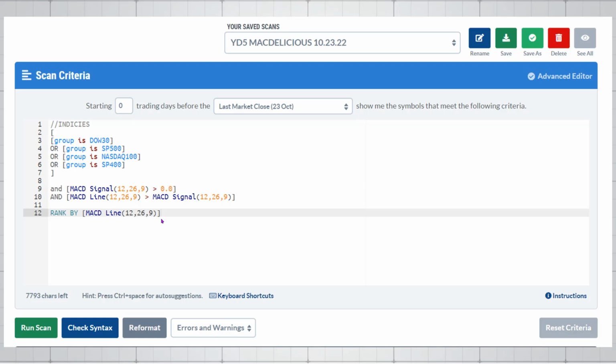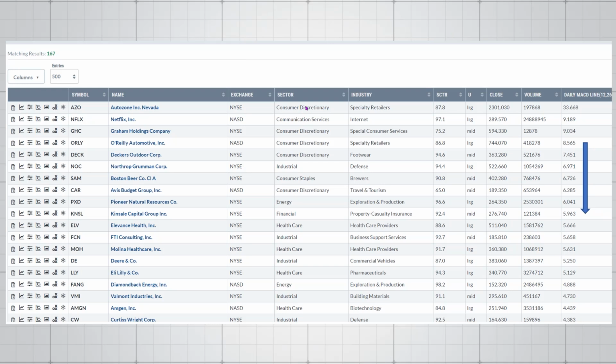That's the value of the MACD line. It got all the way up to 400 on Professor's chart. So let's take a look at what we get when we run that. Out of almost 1,000 candidates, we have 167 burgeoning momentum areas, and look at the aggregation of momentum plays, consumer discretionary.